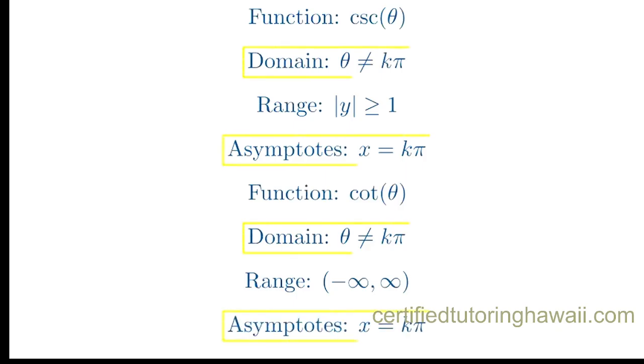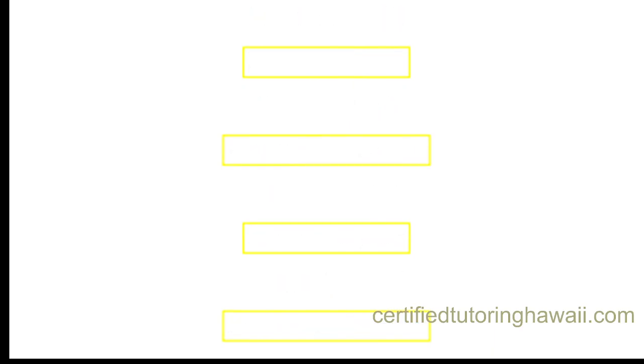As you can see, the domain and asymptotes of cosecant and cotangent are the same, because they both involve sine theta in the denominator. The key difference is in their ranges. You should now be able to define the secant, cosecant, and cotangent functions and identify their domains, ranges, and vertical asymptotes.